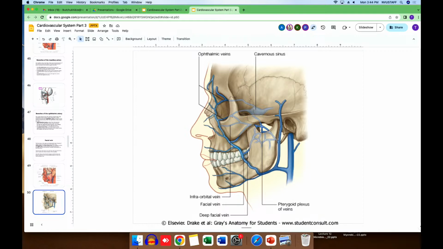Questions regarding this? No? It seems really easy, right? If you don't have questions, we can have a break for several minutes and then continue with the scalp arteries and branches.